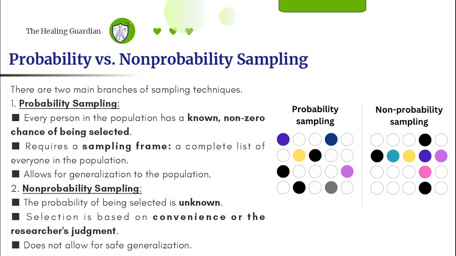So, but if you go to non-probability sampling, the probability of being selected is not known. Number two, you base on convenience or the judgment of the researcher to determine who participates, and it does not allow for safe generalization. And we realize that we mainly use non-probability sampling if we don't know the sampling frame. You don't know how many people are in your study population. You cannot access the whole of their data, then automatically you are left to non-probability sampling.